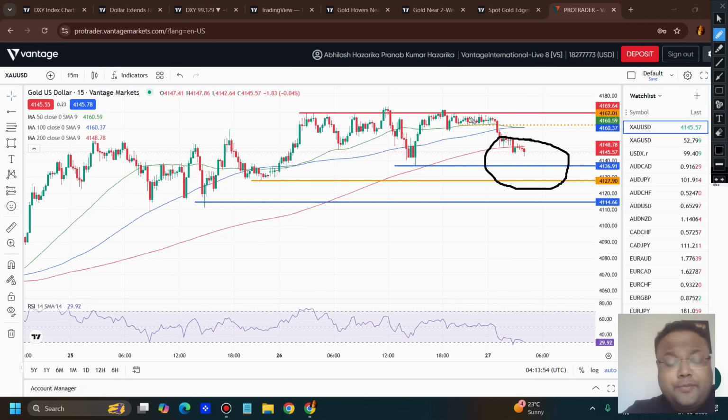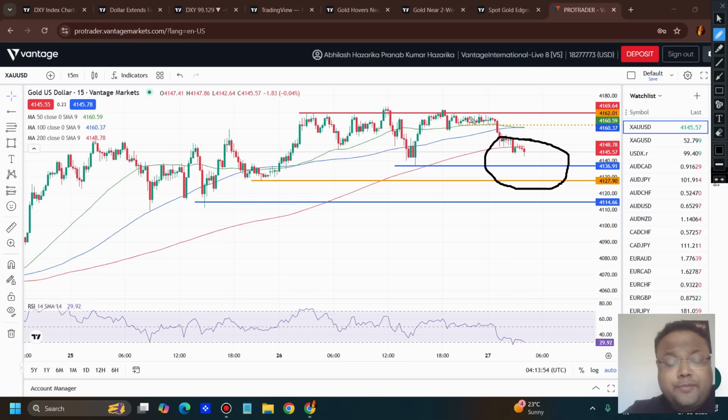So if gold remains like this, then obviously it will be better for us to look for opportunities outside gold. Because overall the trend of the market may be bullish, there is no doubt about it. But as a day trader, obviously, you must be also finding it difficult to trade right now.